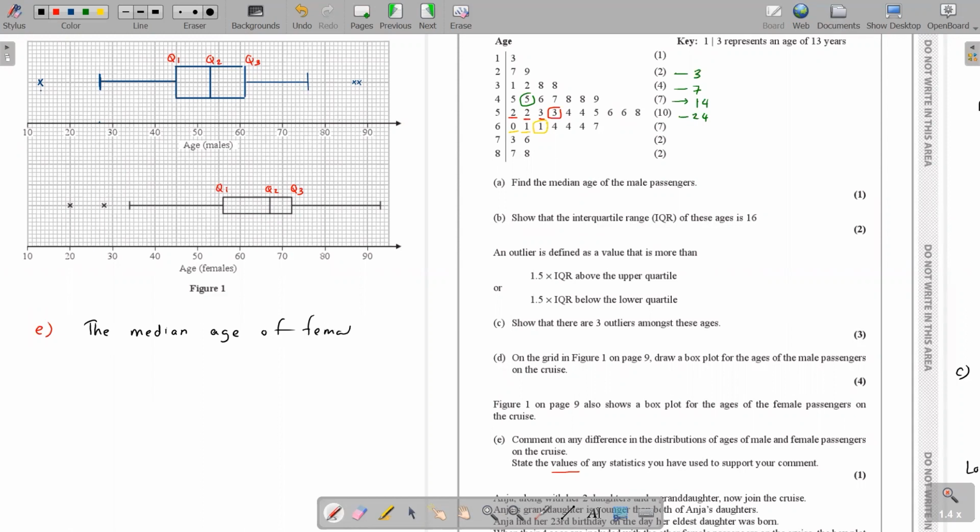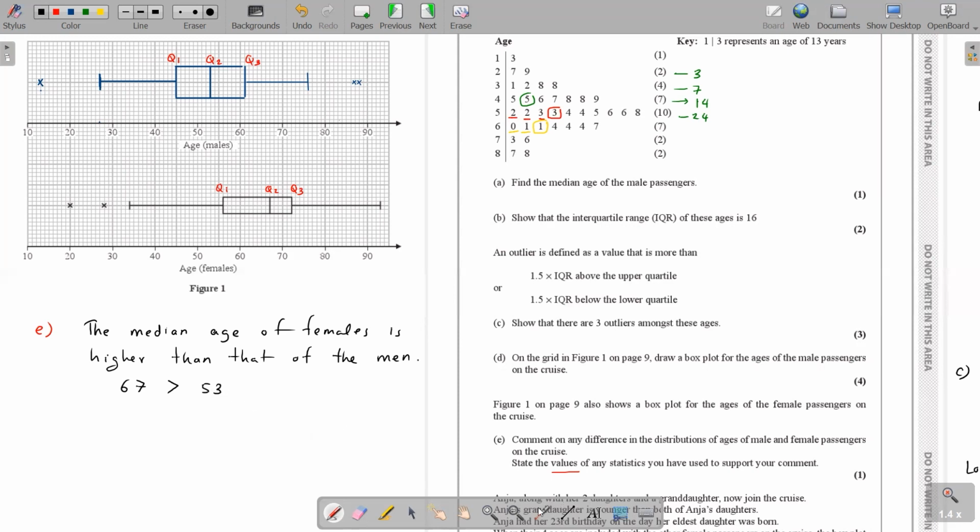The median age of females is higher than that of the men, and you must give the statistics. So what is the statistic? Female median age was how much? 67, which is higher than how much? 53. So 67 is more than 53.